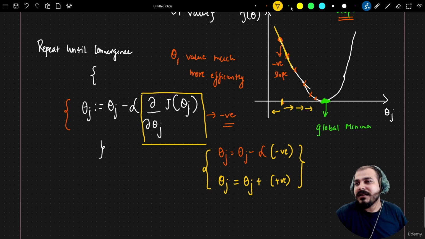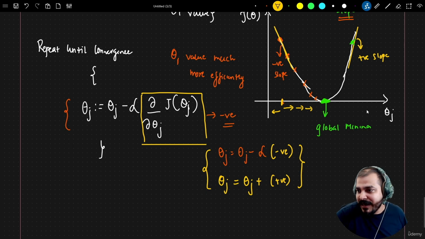What if I get another point over here, and this particular point is actually a positive slope? How do I get a positive slope? Because if I try to create a tangent line, just see the right part of the line. The right part of the line is pointing upwards. So this becomes a positive slope. Now in the case of a positive slope, I really need to decrease my theta j value, right?